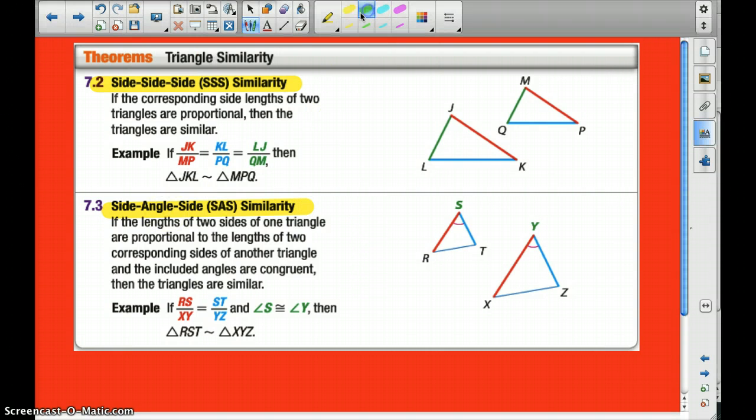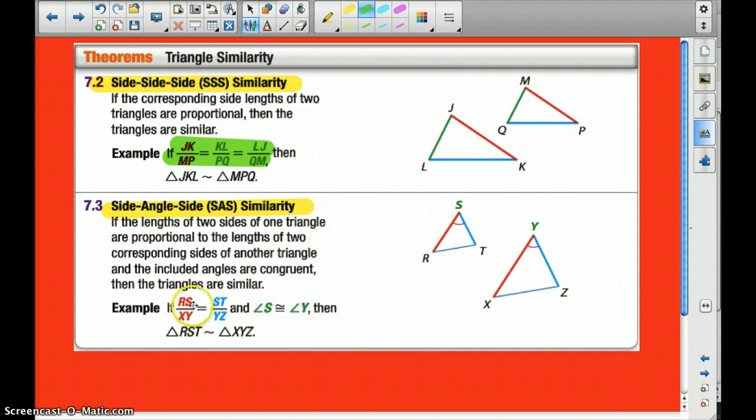So as long as the three sides make a proportion, and we did this a little bit yesterday too, as long as they all come down to the same proportion, they simplify down to the same fraction, then the triangles are going to be similar, all three sides, and that's by the side-side-side similarity.